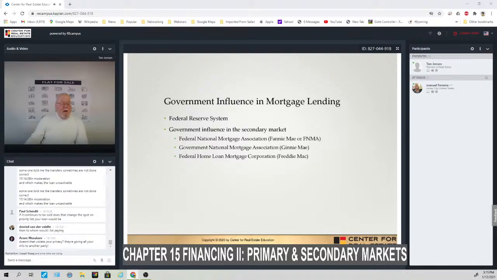Does that violate your privacy? They're giving all your info to... Nope. Banking regulations state that debts can be bought and sold on the secondary markets any time, without regard to your private information. They're just buying the debt from a bank. They don't really know who you are or care about you. They're just buying the debt.